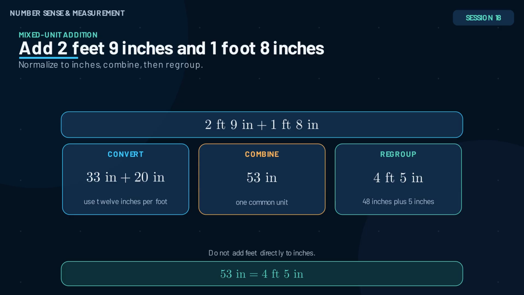Add 2 feet 9 inches and 1 foot 8 inches. Convert both measurements to inches. 2 feet 9 inches is 33 inches. 1 foot 8 inches is 20 inches. The sum is 53 inches. Regroup 48 inches as 4 feet, leaving 5 inches. The result is 4 feet 5 inches.